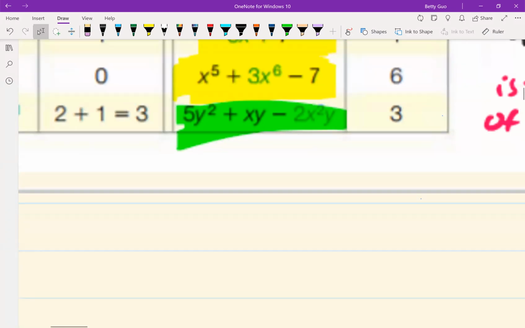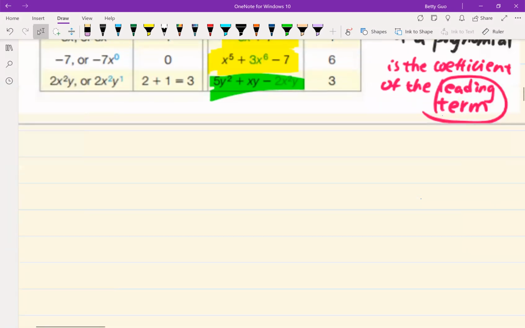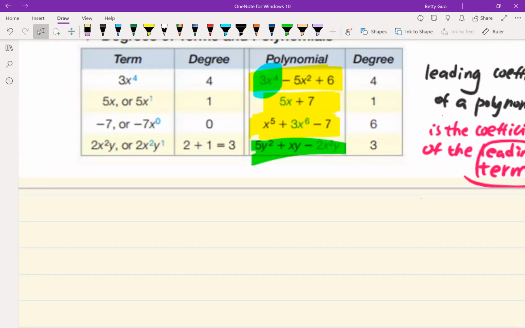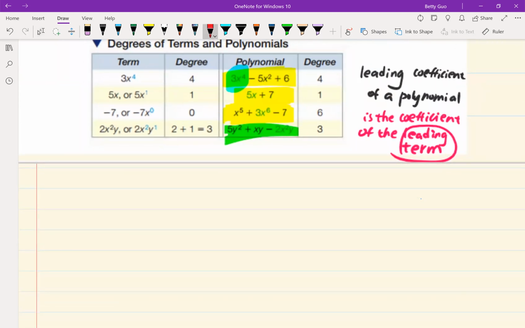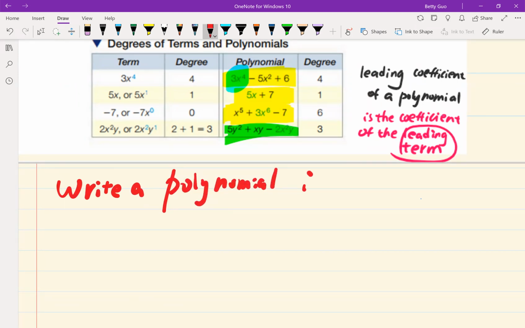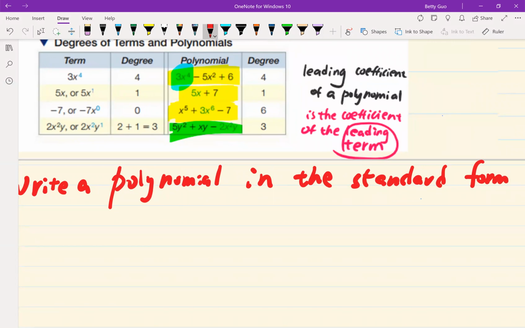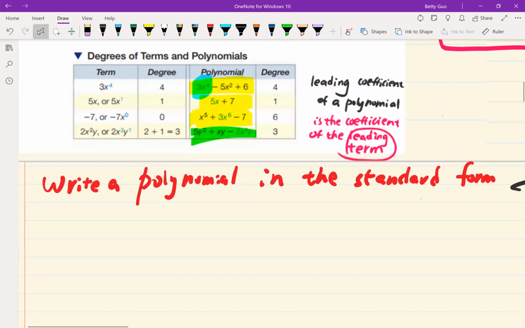Okay, next up, a very important definition: standard form of a polynomial. Okay, yeah, we need to know how to write a polynomial in the standard form. I'm not going to give you the definition for standard form. I'm going to show you how to write a polynomial in standard form, and you should know what the standard form of a polynomial is, okay?